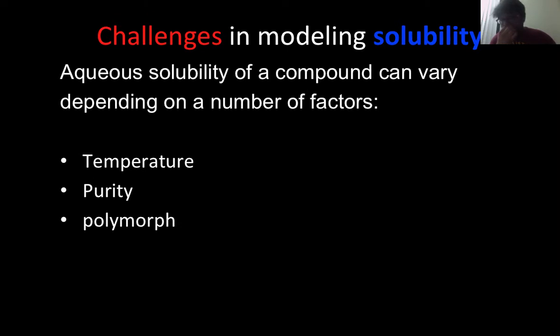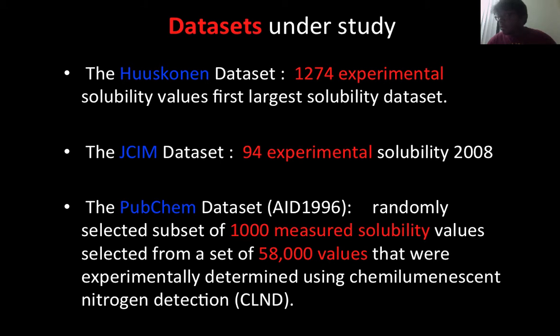The challenge in developing a solubility model is that the solubility of a compound can vary depending on a number of factors, like the temperature at which the solubility measurement is taken, and also the purity of the compound and the crystal form of the compound, which can exist in different polymorphs, and which can vastly differ in their solubilities. So for modeling, we have taken three data sets: the Huskonen dataset, the JCIM dataset, and the PubChem dataset.